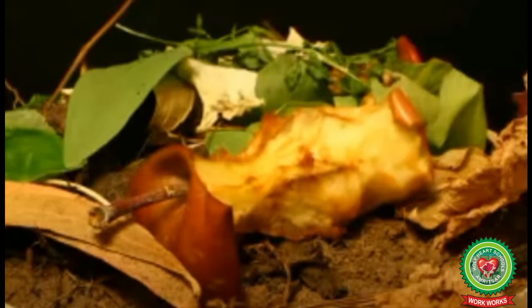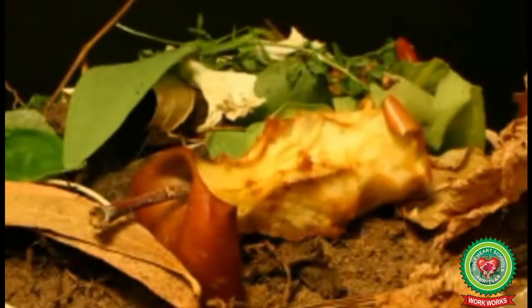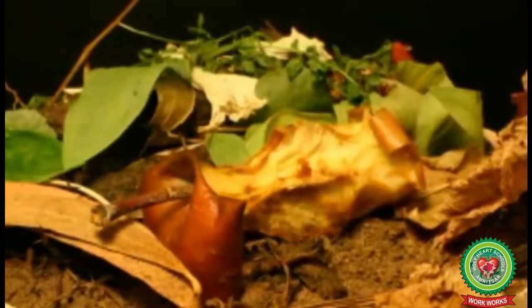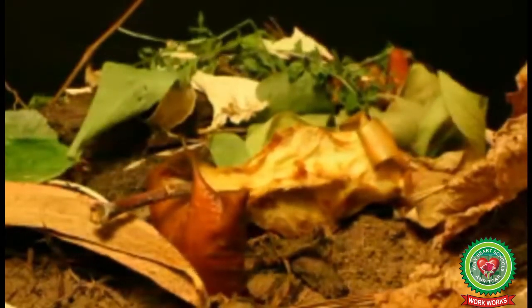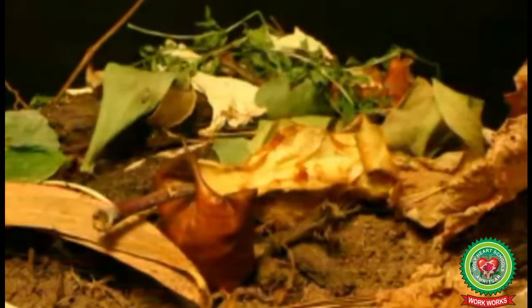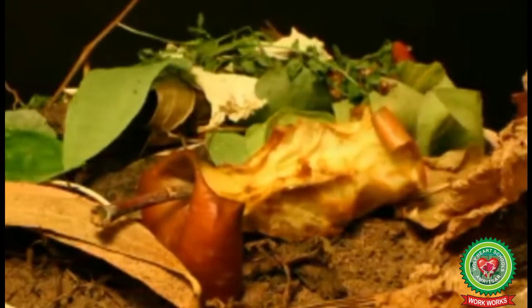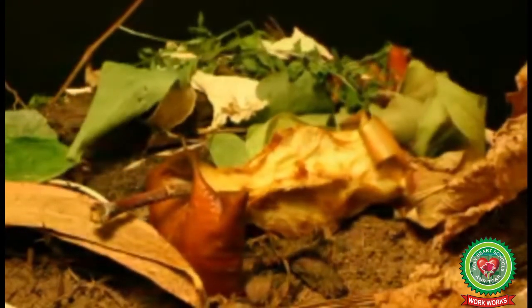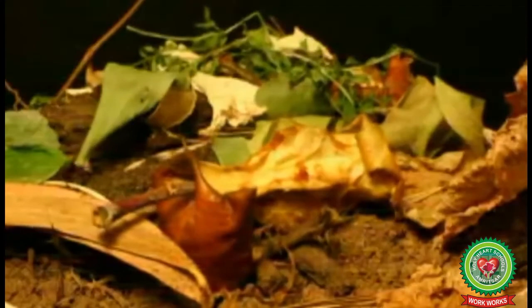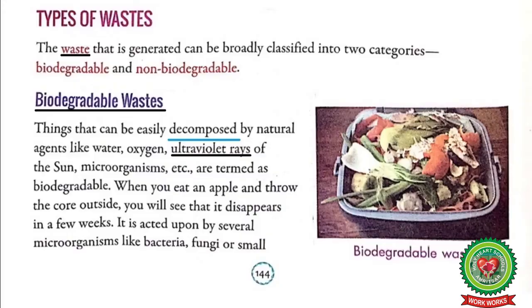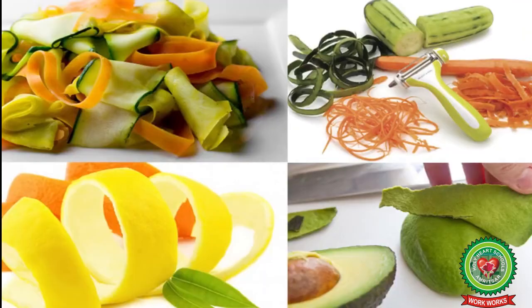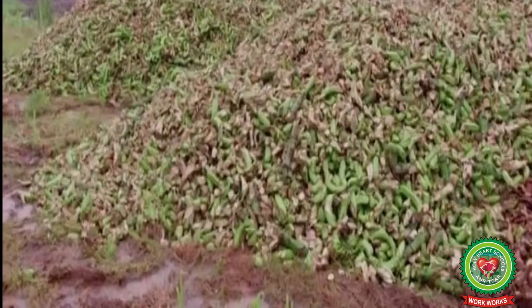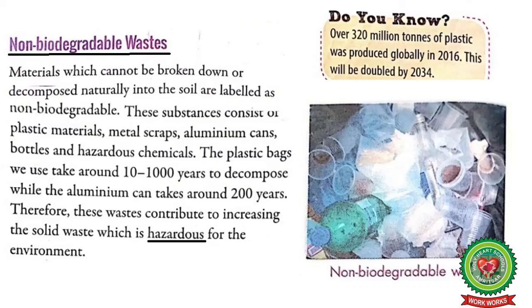So students, when you eat an apple and throw the core outside, you will see that it disappears in a few weeks because it is acted upon by several microorganisms and decomposed completely. Students, some examples of biodegradable waste are kitchen waste, agriculture waste and sewage. Now let's discuss non-biodegradable waste.